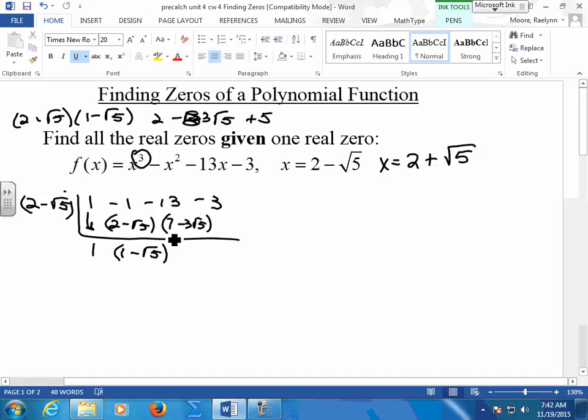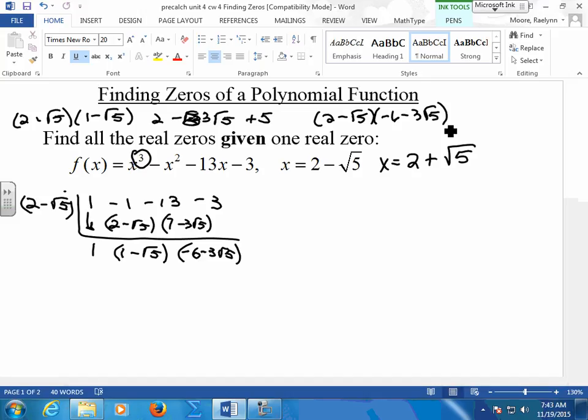Okay, add down. You're looking at the -13 and the 7. So what do we get? Okay, multiply again. See what you come up with. Multiply 2 minus radical 5 times -6 minus 3 radical 5. What is this going to come out to be? What's my remainder going to come out to be? My remainder has to come out to be what?